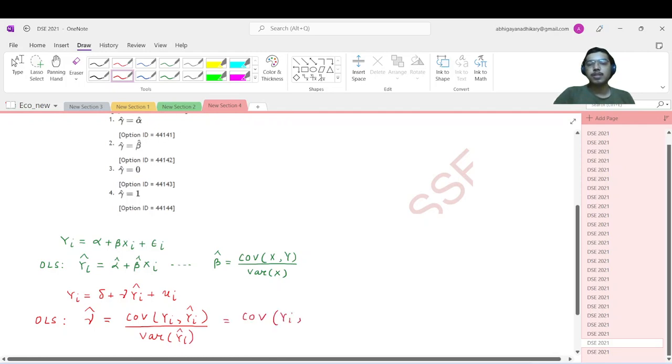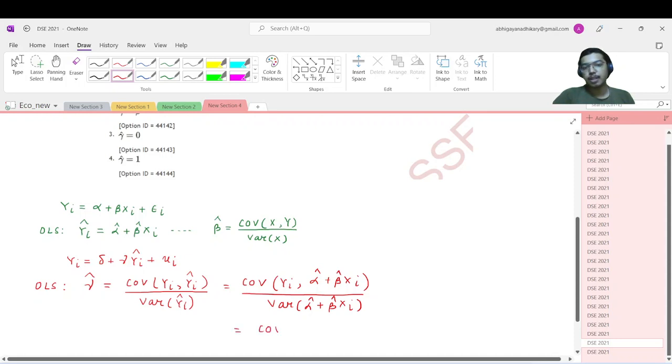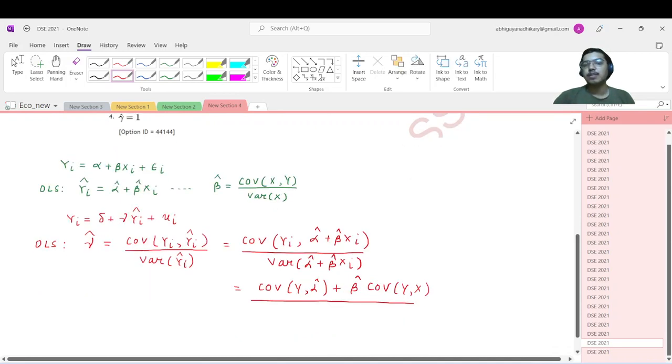And if you just substitute the expression that you have earlier, which is yi hat is alpha hat plus beta hat xi, in both the numerator and denominator, then we can have a two-step simplification over here. This is what we have. So this is basically covariance of y and alpha hat plus beta hat covariance y comma x, divided by variance of alpha hat, which will be 0, plus beta hat whole square variance of x.